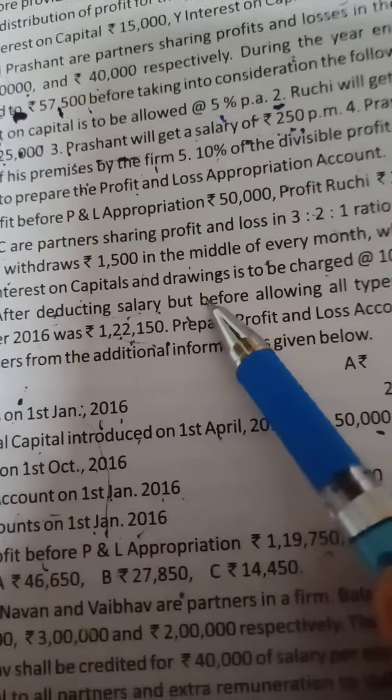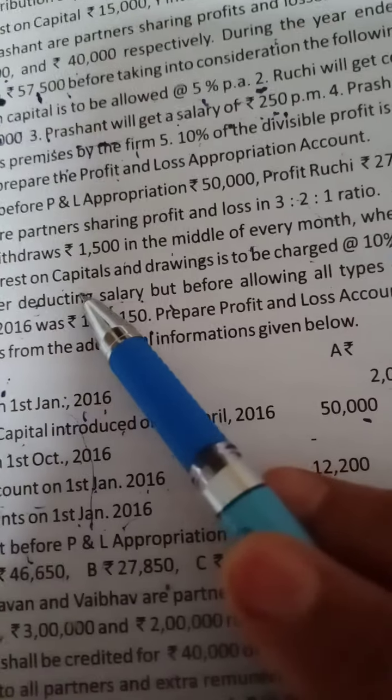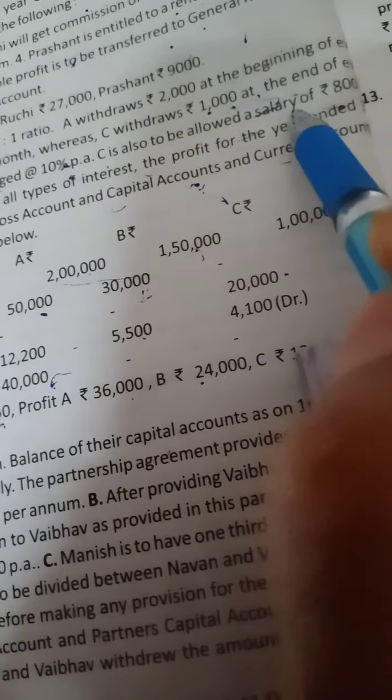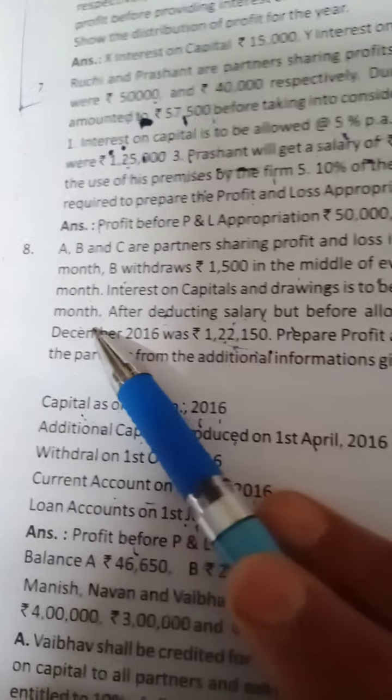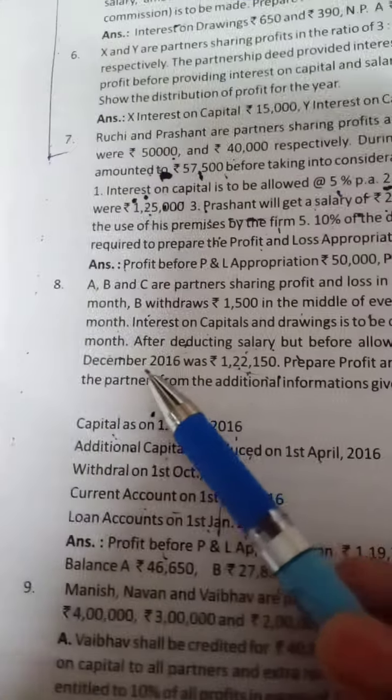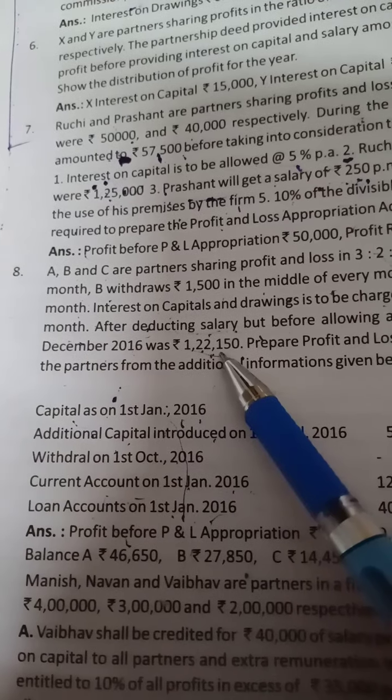Interest on capital and drawing is to be charged at 10%. That is, interest on drawing and interest on capital are both charged at 10% per annum. C is also allowed a salary of 800 rupees per month. Then after deducting salary, but before allowing all types of interest, the profit for the year ended 31st December was 122,150. Prepare P&L account, capital account and current account.